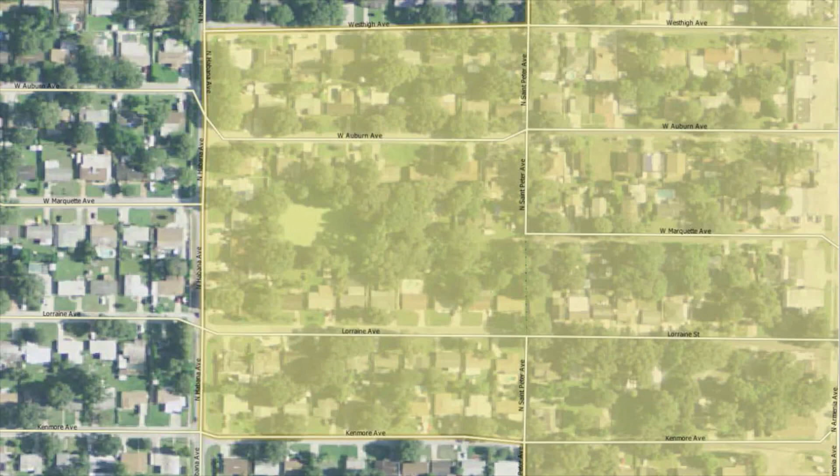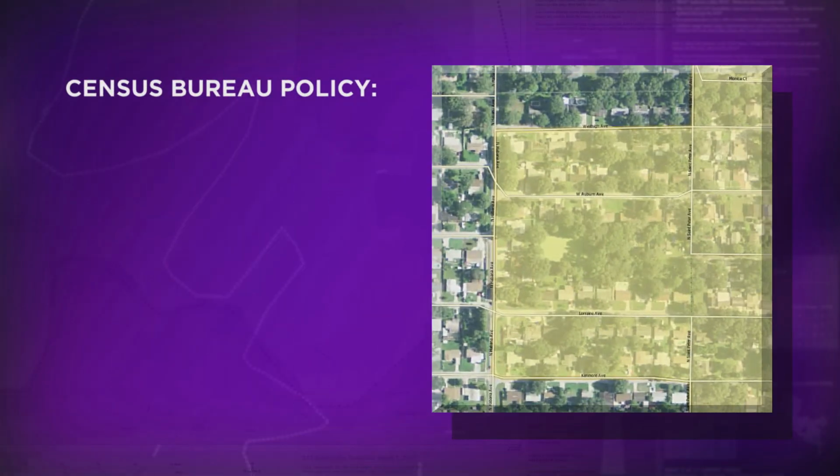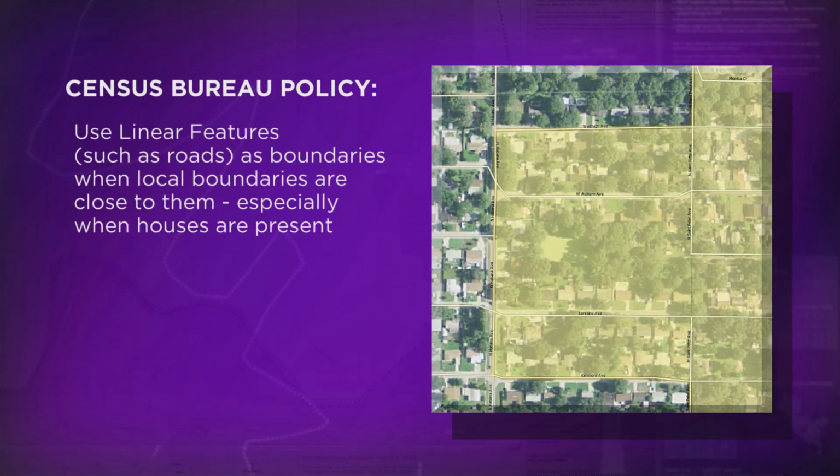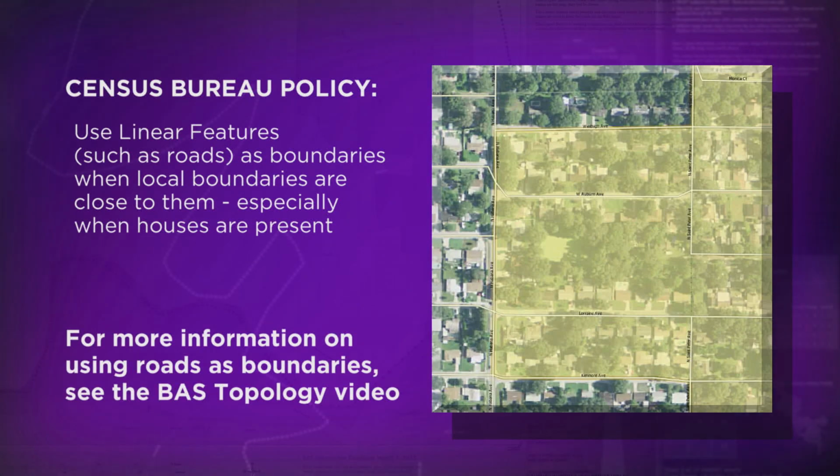Please note, when the boundary of your local layer is in close proximity to a linear feature, such as a road, Census Bureau policy requires the use of the linear feature as a boundary, especially when houses are present. For more information about using roads as boundaries when making boundary changes and boundary corrections, please see the BAS topology video.